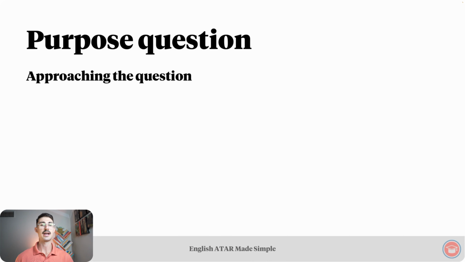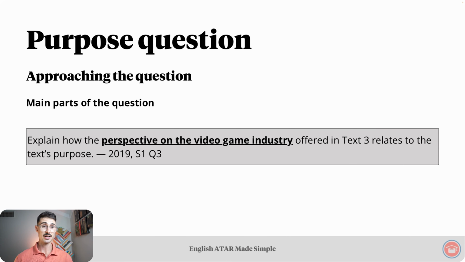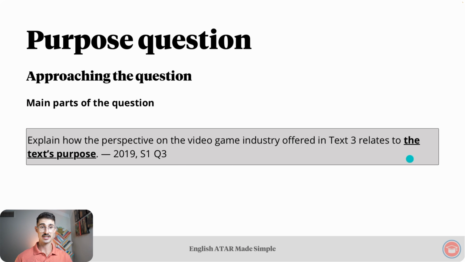That's the excerpt. How should we approach the question? Firstly, let's outline the main parts of it. The first part of it is perspective on the video game industry. Obviously, we haven't properly addressed this concept of perspective yet, so we'll reserve a proper discussion of it for the next lesson. The second main part of the question is the text purpose. This is obviously the part that we're going to focus on. An important thing to note is the word purpose appears in its singular form, purpose, rather than its plural form, purposes. In other words, our answer must clearly state one purpose rather than multiple.